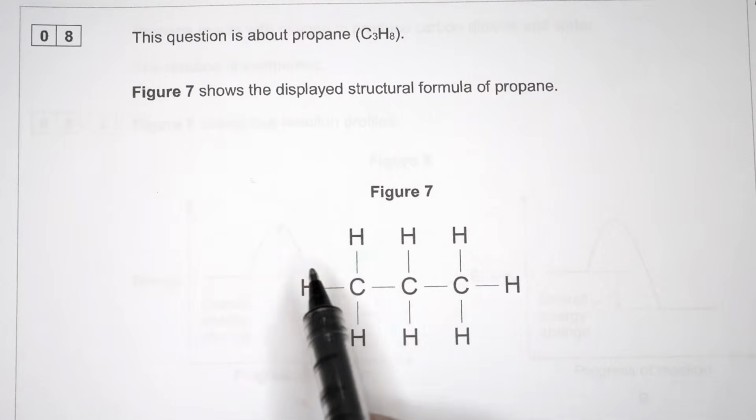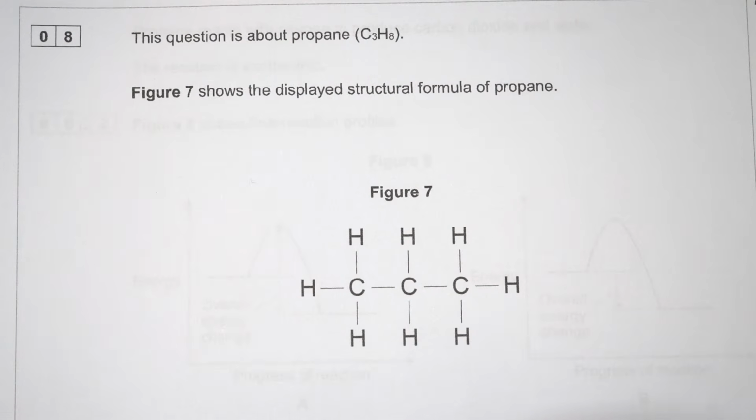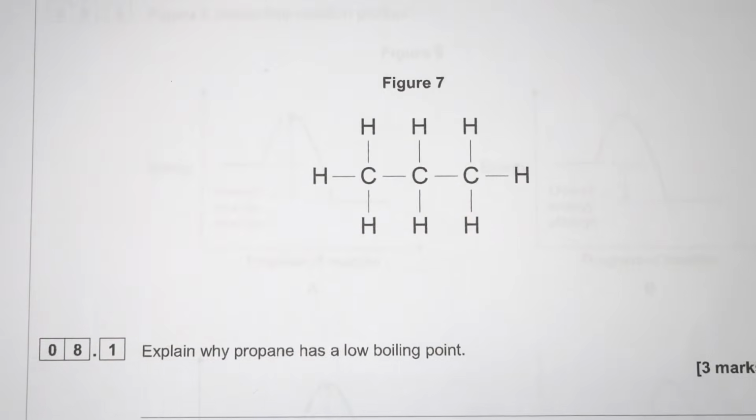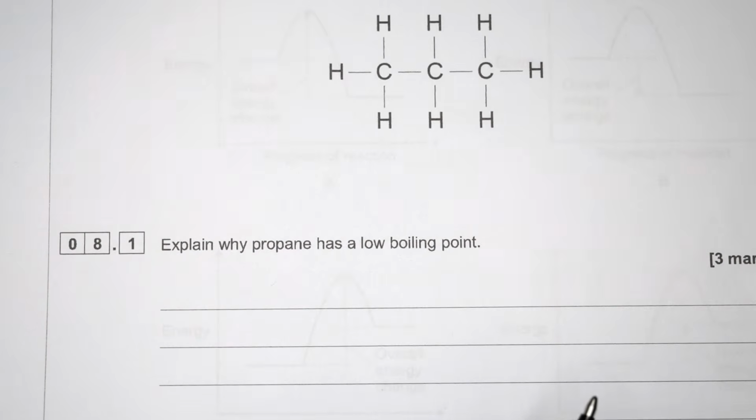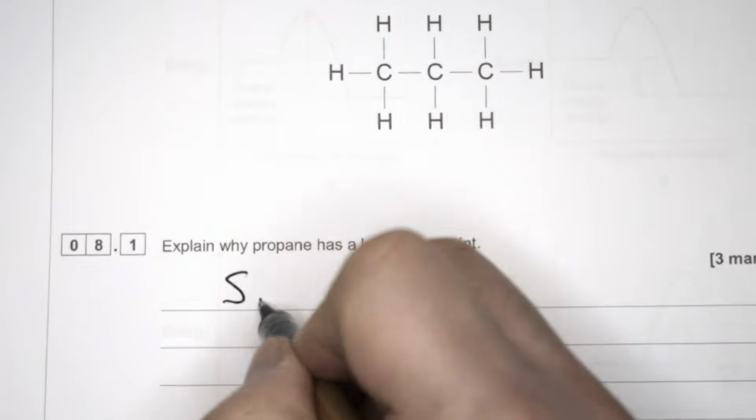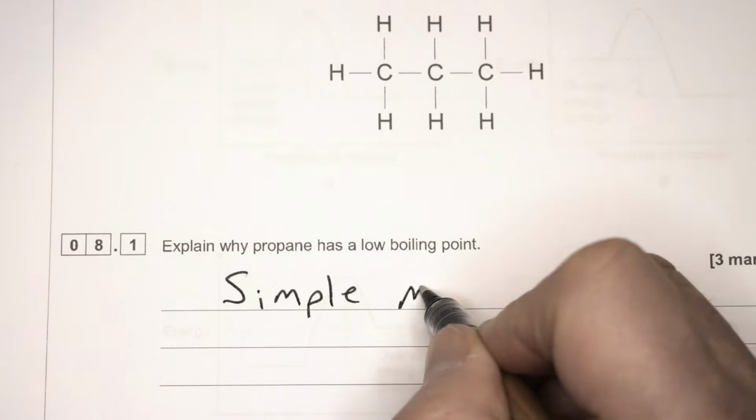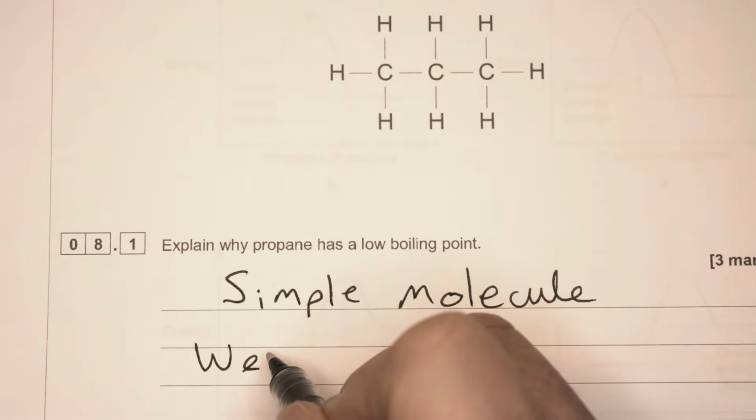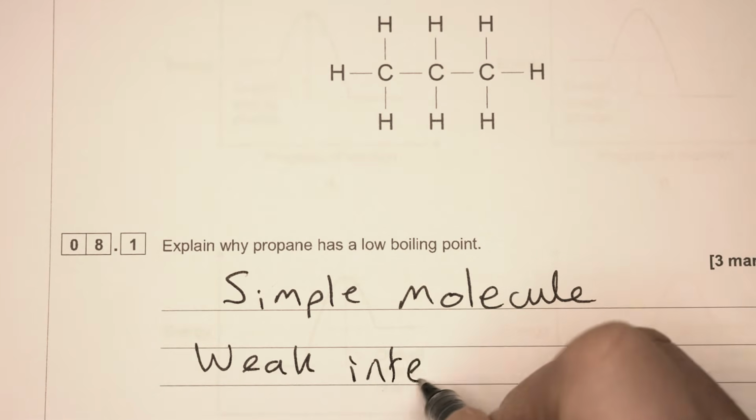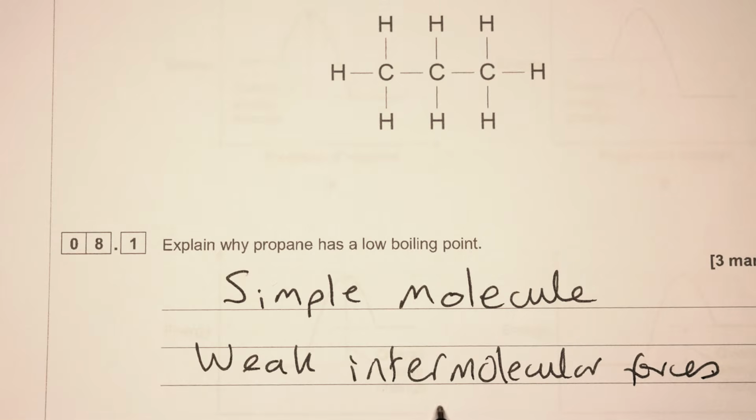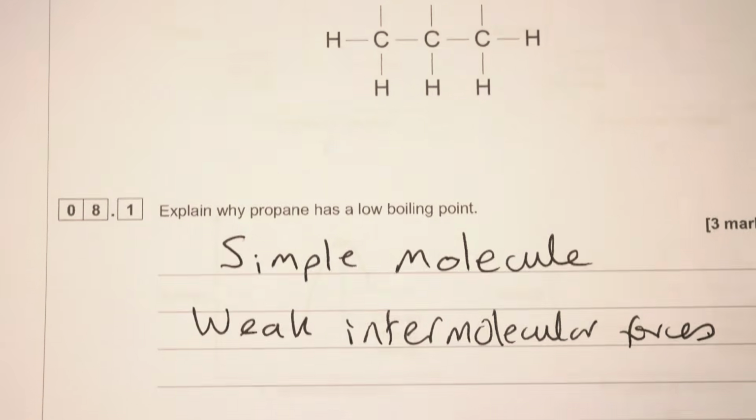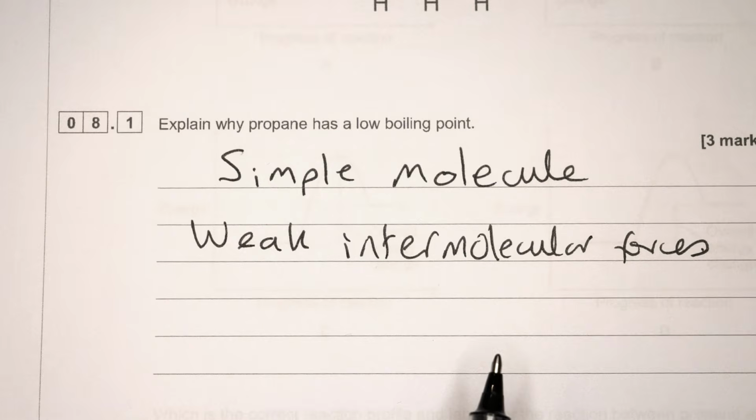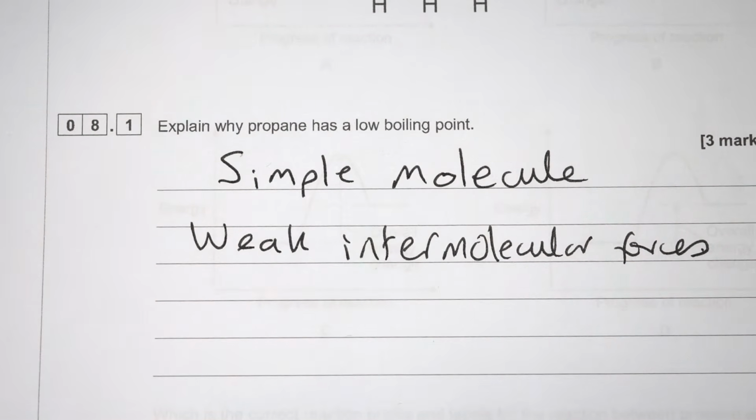This question is about propane. Figure 7 shows the displayed structural formula of propane. And then the question says, explain why propane has a low boiling point. Well, it's because it's a simple molecule, or you could say a small covalent molecule, and they have weak intermolecular forces. That means forces between the molecules are very weak, and they don't need much energy to break those forces. So as soon as you start putting some energy in, the forces break and the particles move apart, so those turn into a gas.